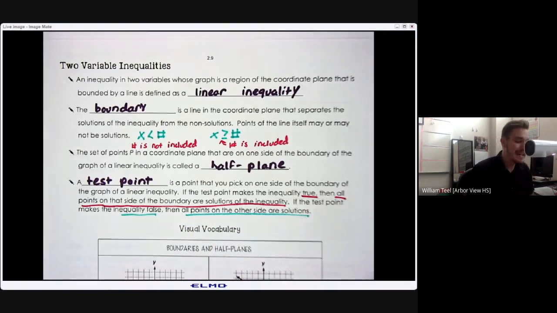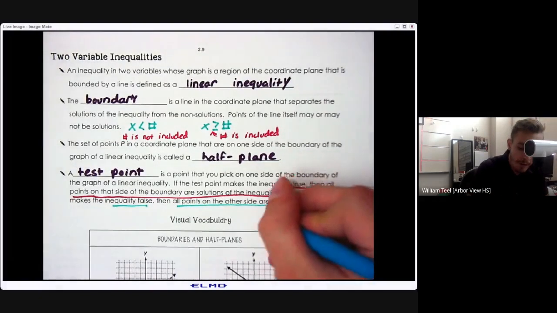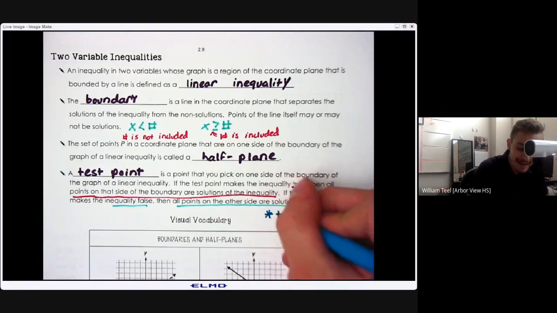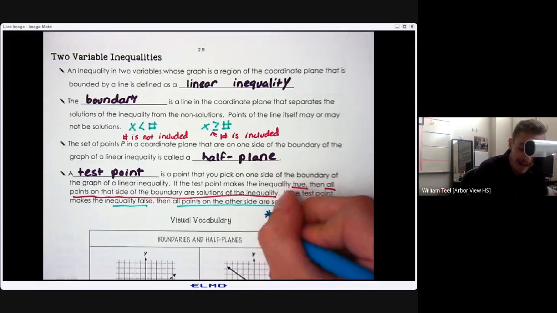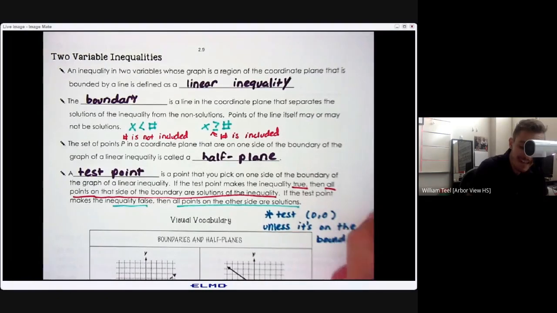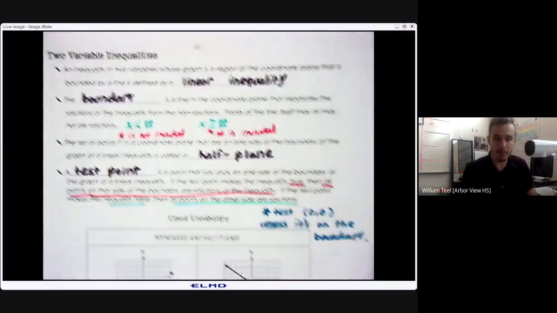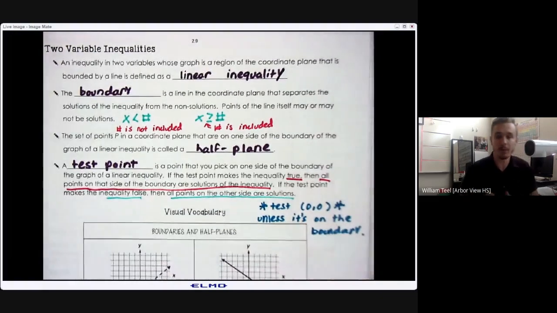Now, my recommendation to you, this might not make sense right now, but it's going to make sense in a little bit. My recommendation to you is always use (0, 0) as your test point, unless it's on the boundary. And you'll see what that means a little bit later on. But when we are testing points, you always want to test easy points. So the easiest point that we have is (0, 0). So that's the point I want you to always test unless it is on the boundary.